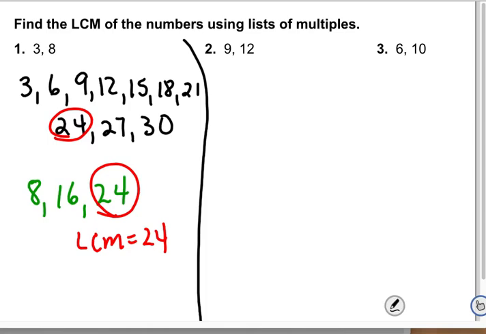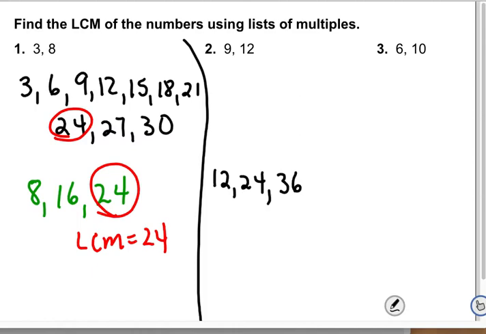You just feel like it's going to be easier? Okay, we'll go ahead with the 12s. So Ben, tell me the multiples of 12. 12, 24, 36. Do I need to keep going? No. Who said no? Jaden said no.